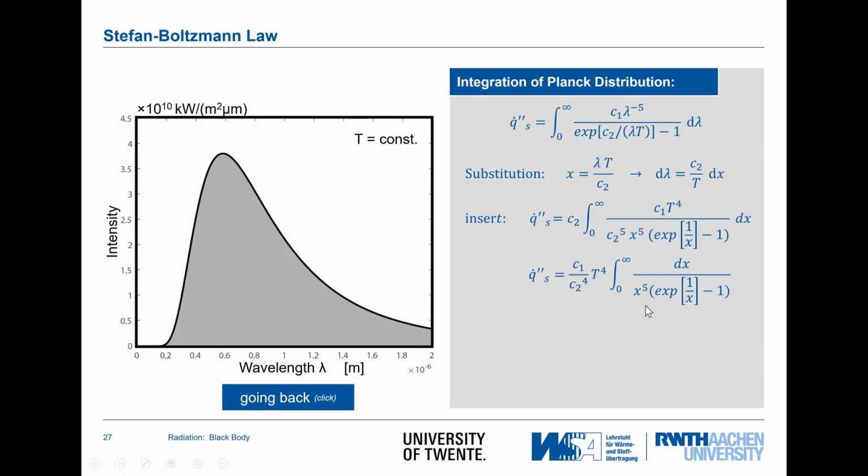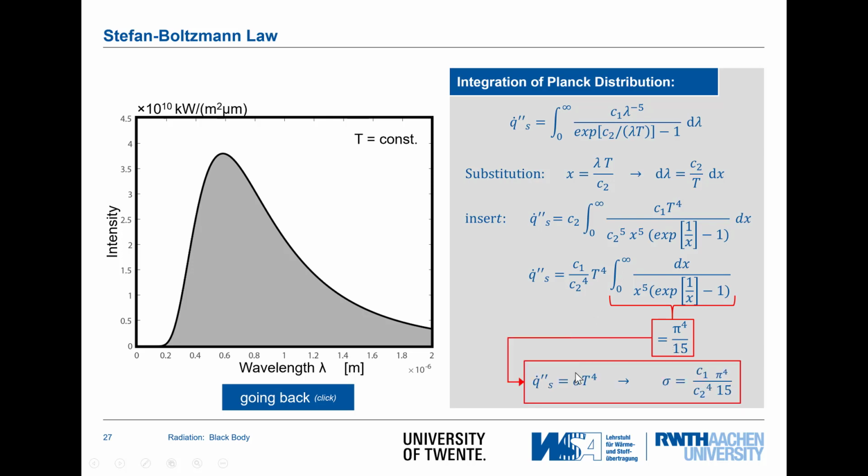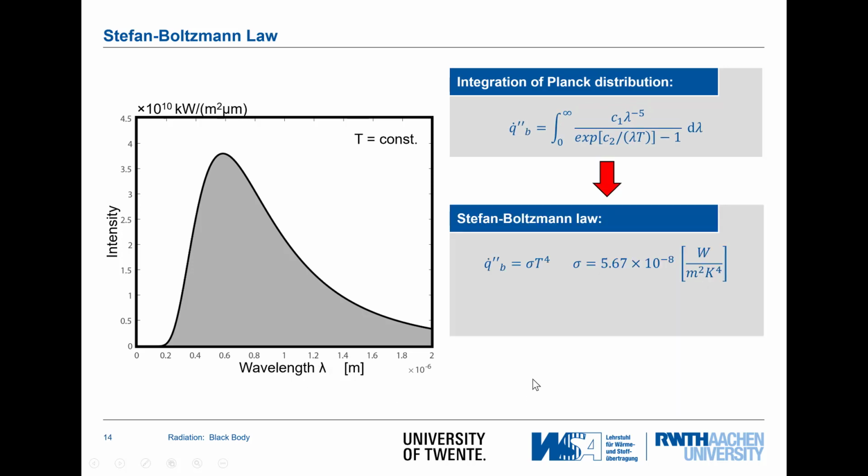The solution for this can be found in mathematical tables, for example in Bronstein-Semendyaev, and that's pi to the power of 4 divided by 15. So in total, this area under this curve is sigma times T to the power of 4, and sigma is this C1 over C2 to the power of 4 times pi to the power of 4 divided by 15. So that's the process of how to get from Planck's distribution to derive the integral. That's the Stefan-Boltzmann law. And the value of the Stefan-Boltzmann constant is 5.67 times 10 to the minus 8 watts per meter squared and Kelvin to the power of 4.